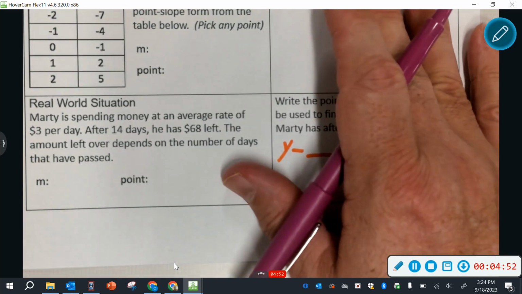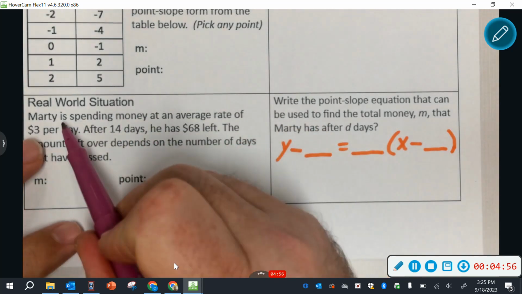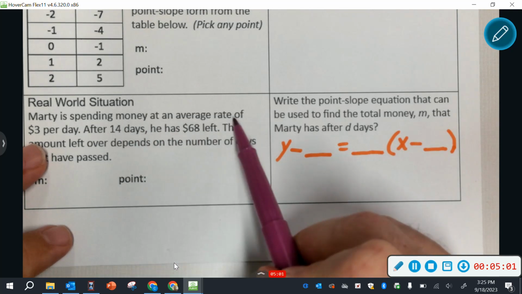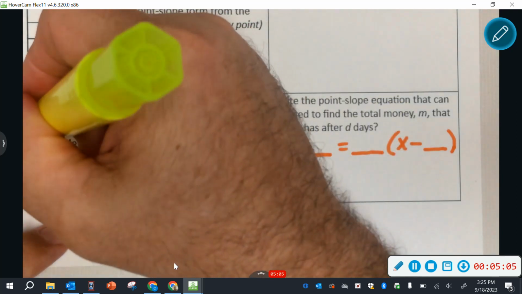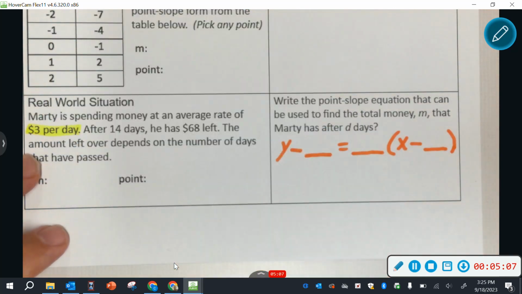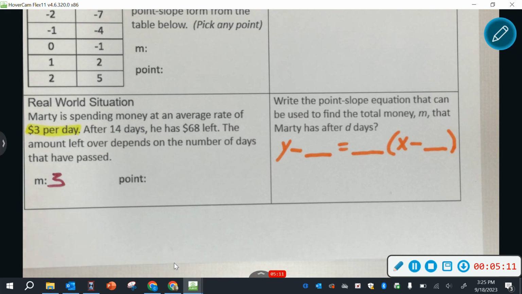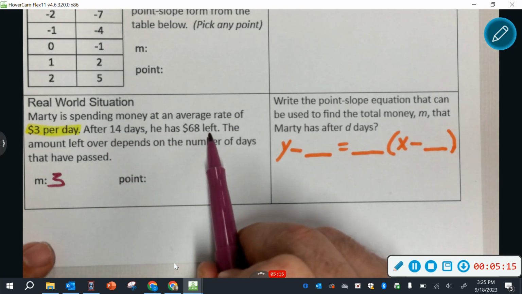Okay, so now let's do the real world situation one together, and then I'll let you start working on your own. So it says here, Marty is spending money at an average rate of $3 per day. So this $3 per day, that is going to tell us what our slope is. So right here we just put 3. It says after 14 days he has $68 left.